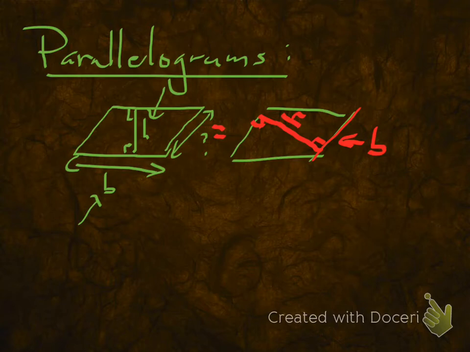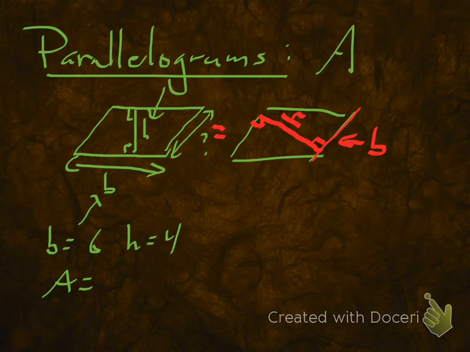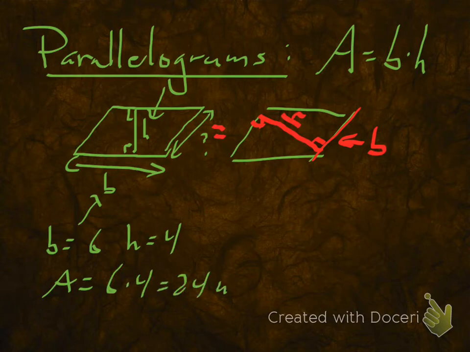Let's say that in this one the base is equal to 6 and the height is equal to 4. So I just take the simple formula for the area of a parallelogram, which is just the base times the height. The base is 6, the height is 4, we multiply those together, we get 24. If we don't know what the units are, we always put units squared to indicate that we're talking about square tiles like we saw in the previous slide.